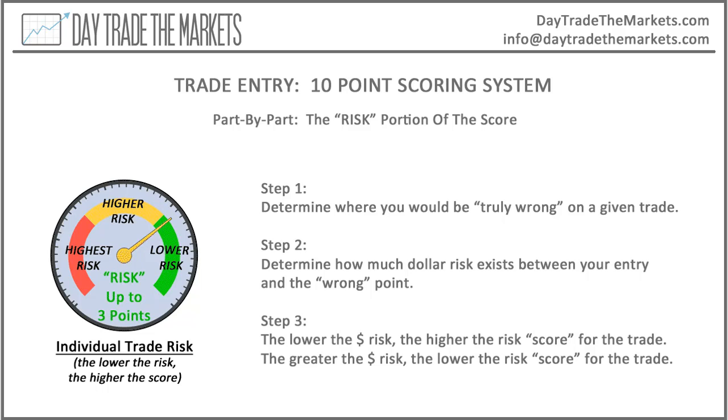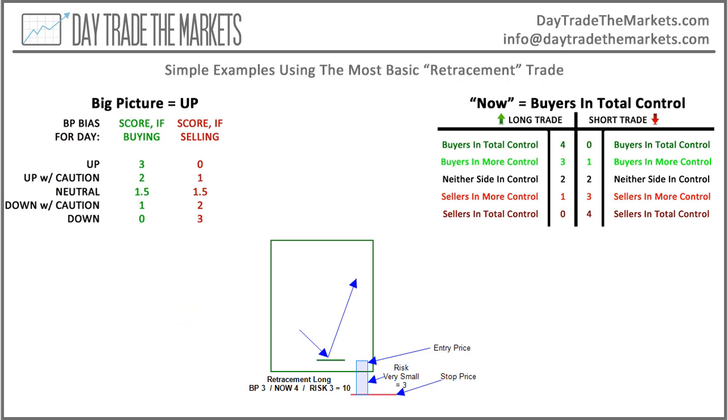So the idea here being that the higher the risk, the lower the score, and the lower the risk, the higher the score, going toward our 10 points. That's the risk portion of the score. So I think an easy way to do this is, let me just give you a few really simple examples here.